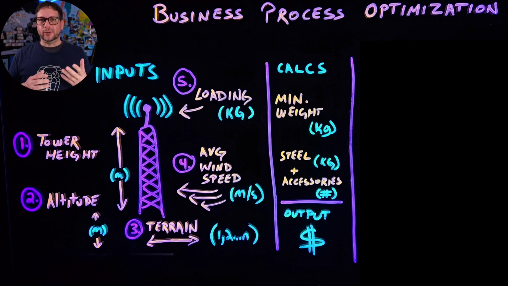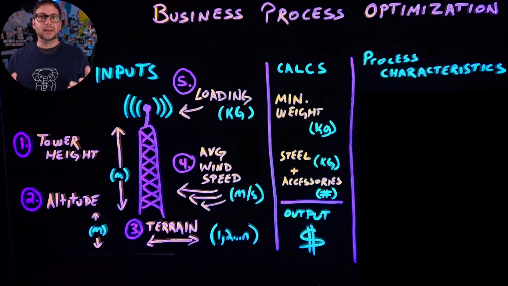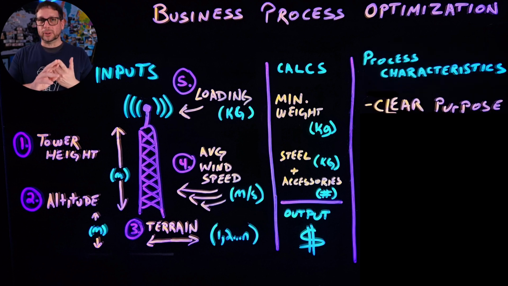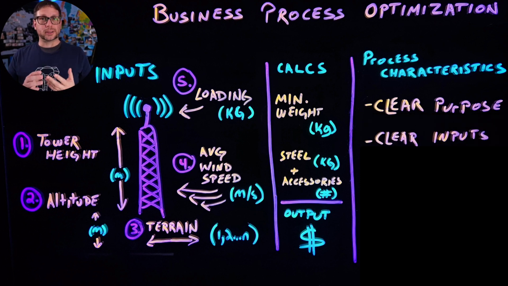Okay, so obviously there are more details than that as far as the specific math formulas go and how things are calculated. But at a high level, that's what the process looked like. And that's enough information to take a step back and look at the characteristics of that process. So it has a clear purpose, which is to determine the cost of a tower. It has clear inputs. So we had the tower height, the height above sea level, the terrain type, the wind speed, and the antennas that needed to go on the tower.